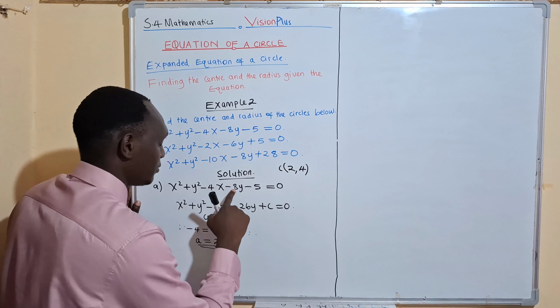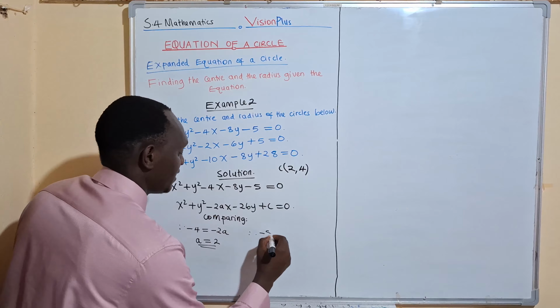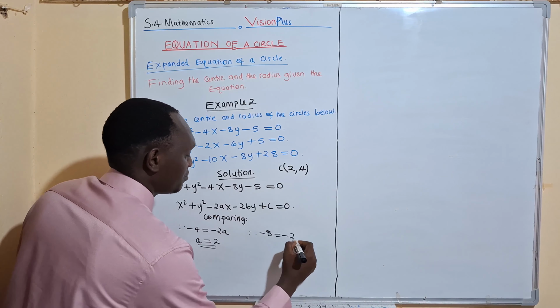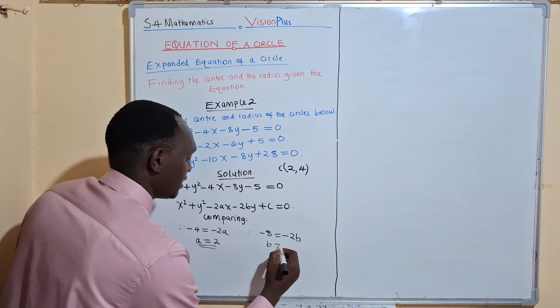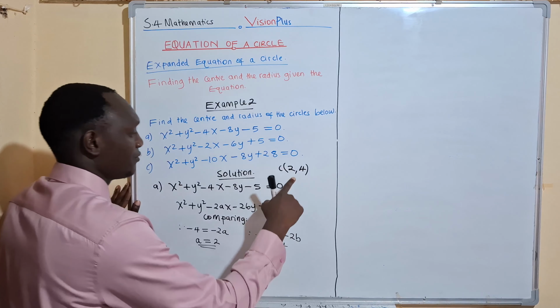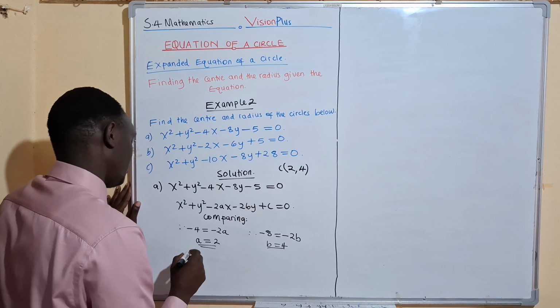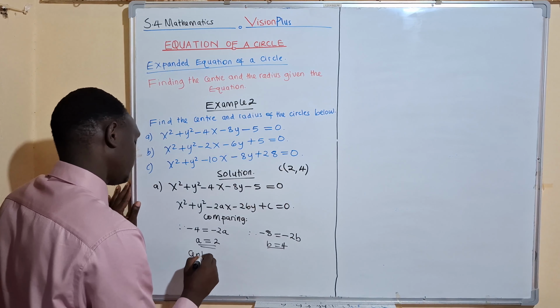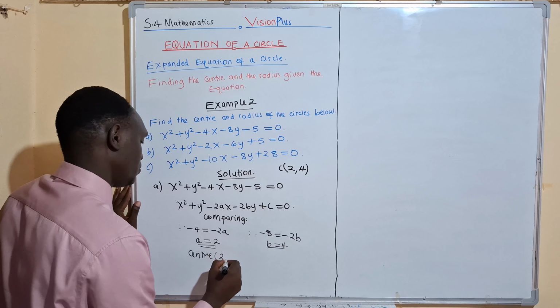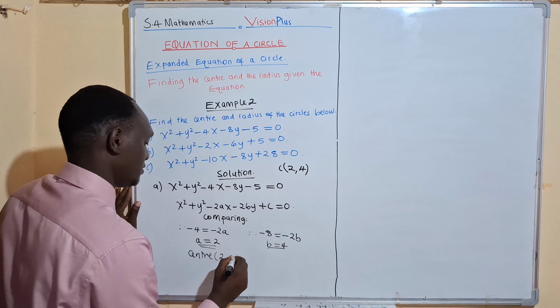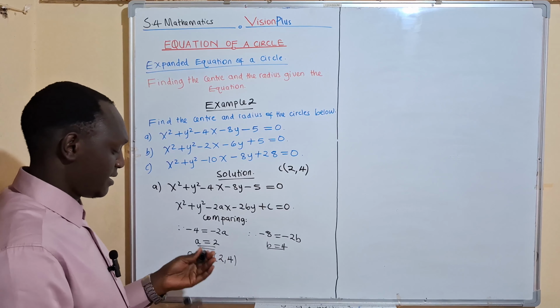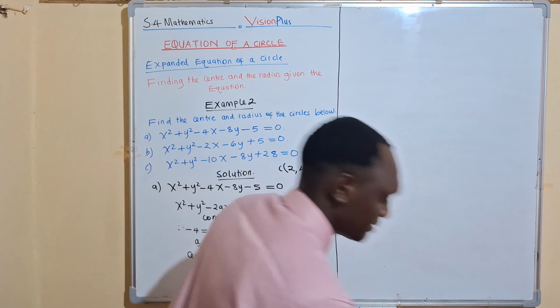How about b? We compare coefficients of y. So negative 8 equals negative 2b. That means b equals positive 4. So from here you now say, therefore, the center is 2 and 4. And then we go on and find the radius.